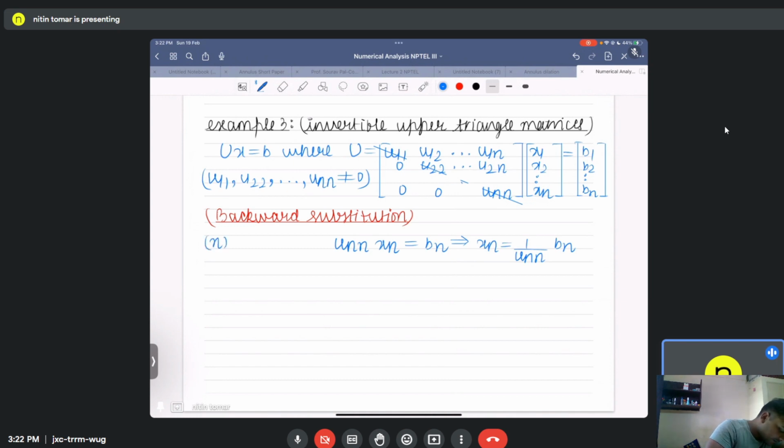So from the n-th equation you will first follow, then what will be the n minus 1 equation? It will be U(n-1,n-1) xn minus 1 plus U(n-1,n) xn equal to bn minus 1. Am I correct? Is this correct?